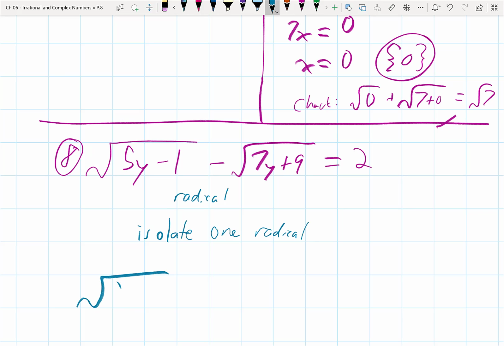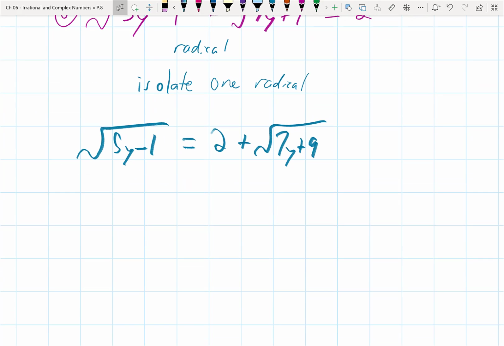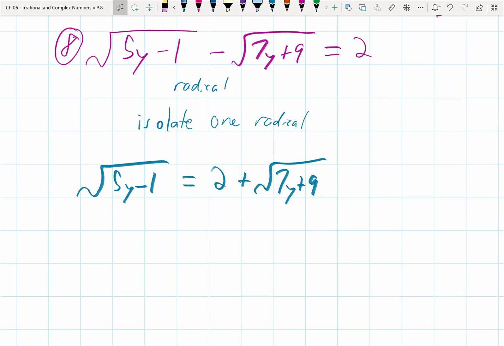Okay, we're going to isolate one radical, and whichever one you pick, I'm just going to move the one that's going to be the easiest to get by itself. So let's keep the root 5y minus 1 on the left, and we'll add 2 plus root 7y plus 9 on the right. I added root 7y plus 9 to both sides.